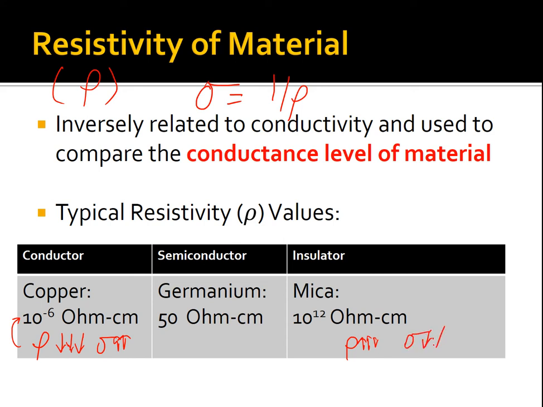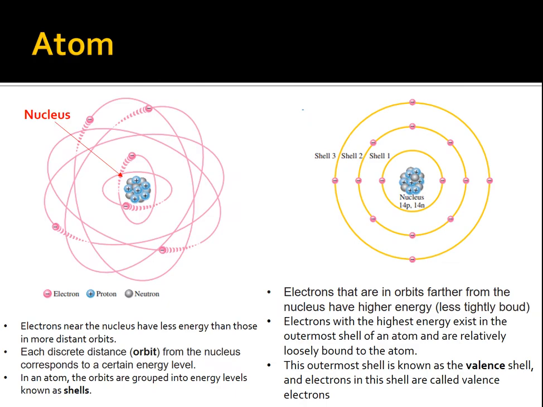Conductivity defines how easily charges can flow through a material. That is defined by the conductivity of the material. So a semiconductor lies in between them. A typical value is around 50 ohm-centimeter for germanium.